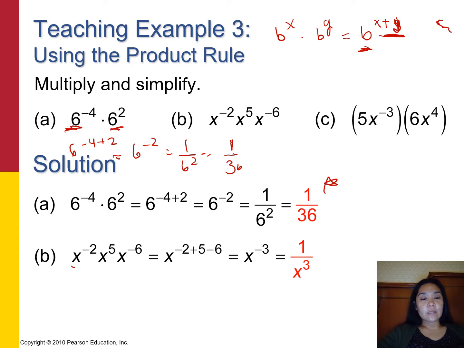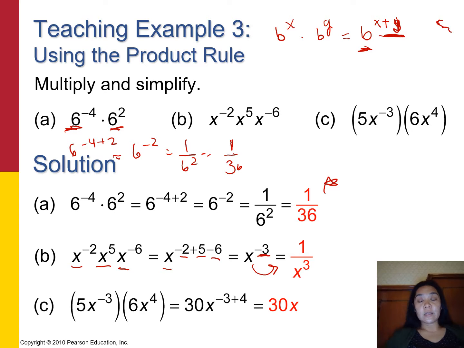Notice the base is all the same, x, x, x. So we have x to the minus 2 plus 5 minus 6. So minus 2 plus 5 is plus 3. Plus 3 minus 6 is minus 3. And so again, we have x to the minus 3. You want to take the reciprocal. It's 1 over x cubed.